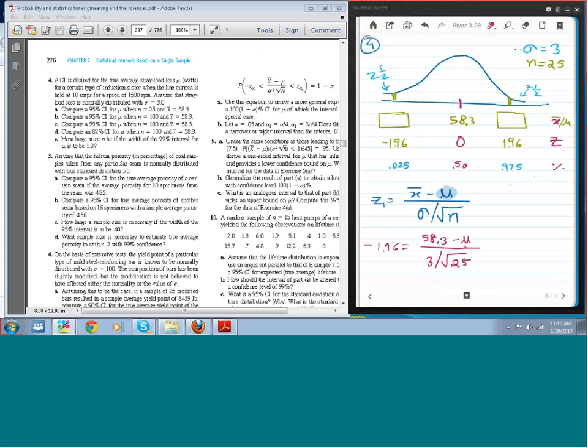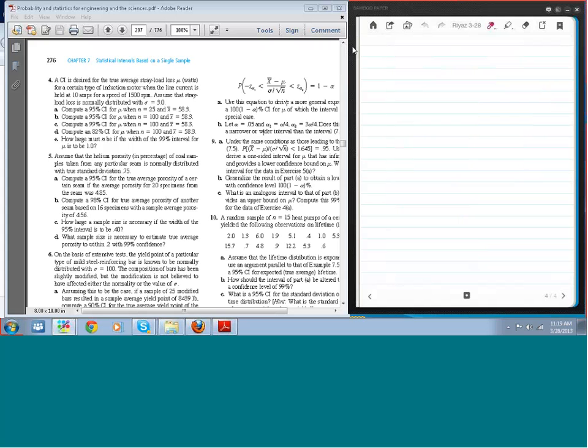So when you put it in the calculator, you know how to do the algebra here, right? So that will give you the value here. And for this one, you do the same thing, but this time you'll do plus 1.96 equals 58.3 minus mu divided by 3 over square root of 25. Okay?